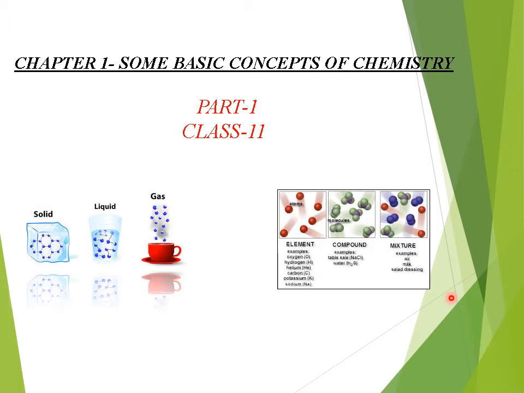So, in part one of chemistry today, what we are going to learn is the basic definition of chemistry, what is the importance of studying chemistry, why it is required, what is the necessity of it. Then we'll discuss how you can classify matter into two levels: macroscopic or bulk level, and microscopic or particle level. This is what we are going to discuss in this part.